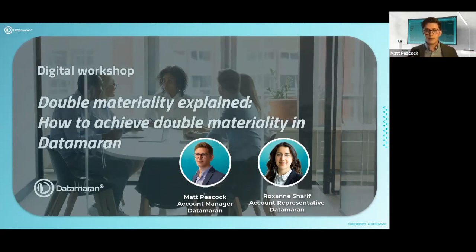One thing to mention is that we won't be going into the broader concept of materiality. If you do wish to know more about that and how Datamaran can assist you in a materiality assessment, please do get in touch with us after this workshop, and we'll be happy to have a one-on-one personalized call with you. If we could go to the next slide, please.